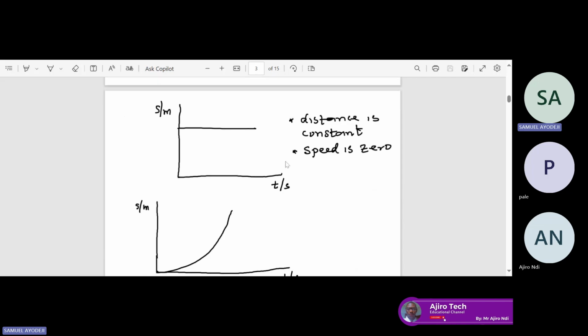Now moving on to this one. A straight horizontal line means there's no gradient, so the gradient is zero. It means speed is zero. So there's no speed. Understand this type: the gradient is zero, meaning distance is constant.